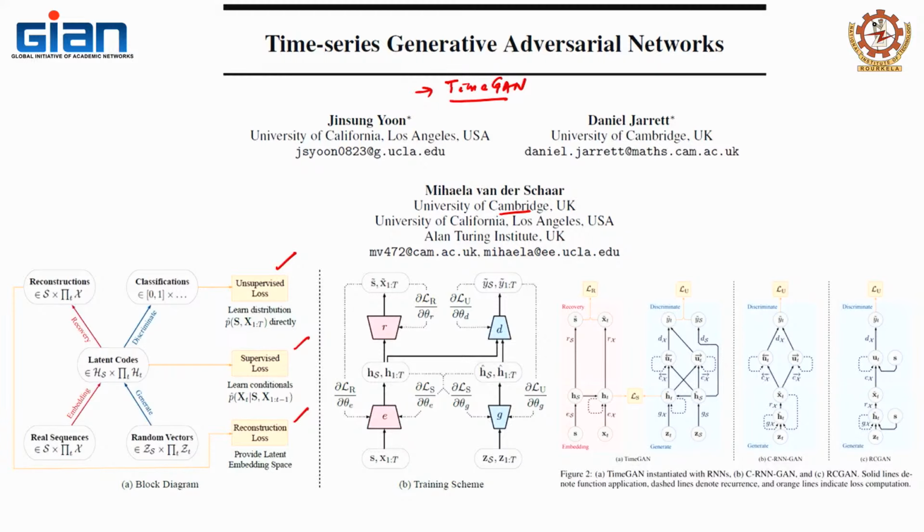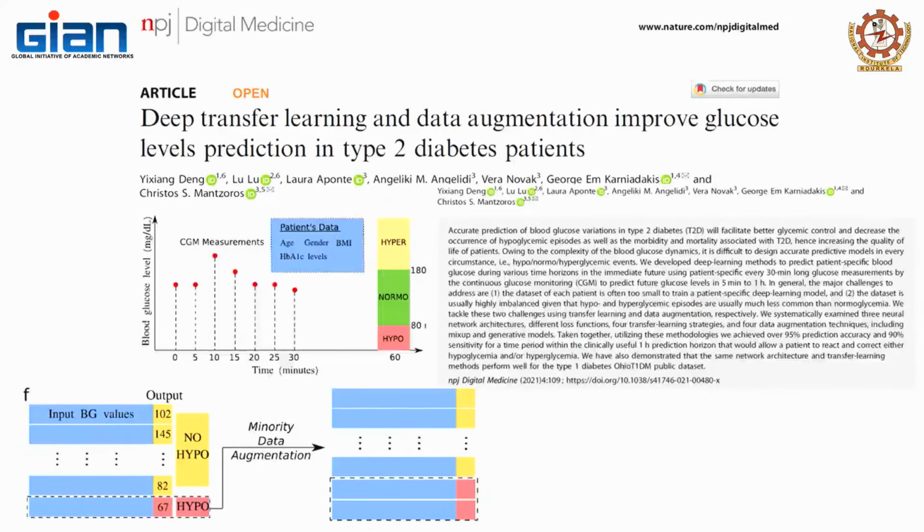So, this TimeGAN is one of the earliest models which work on generating time series data. Now, coming to our application. This paper was around 2021.